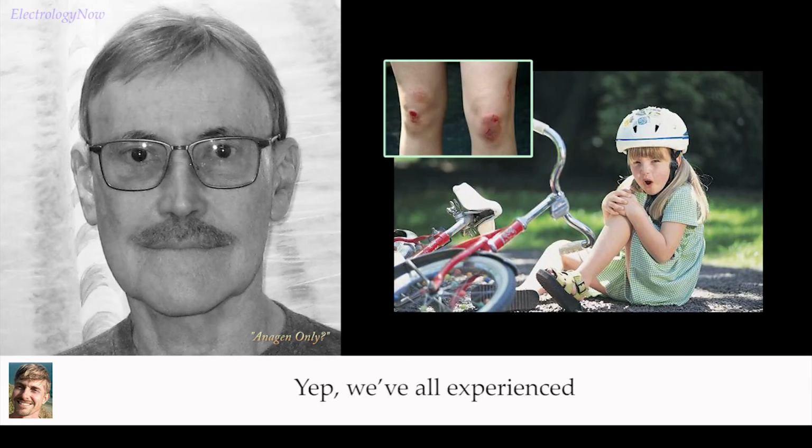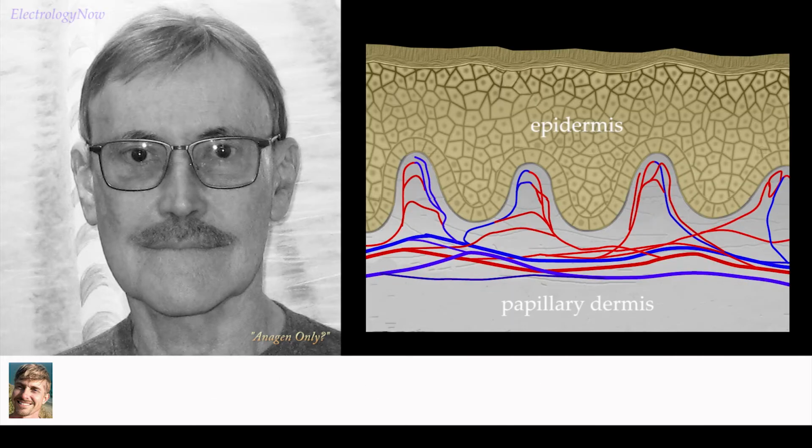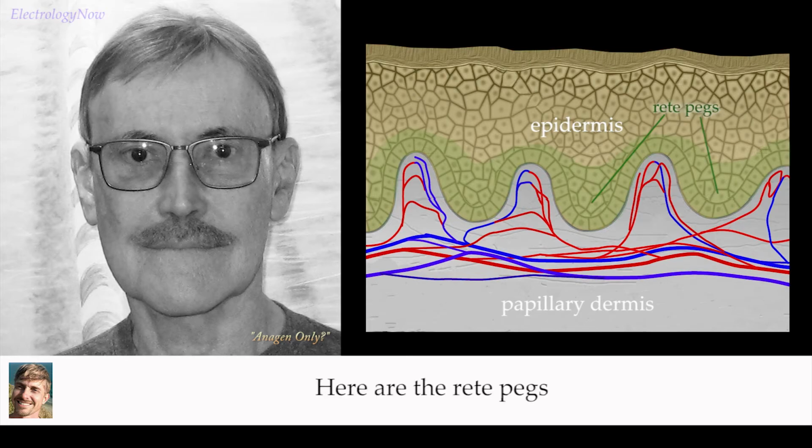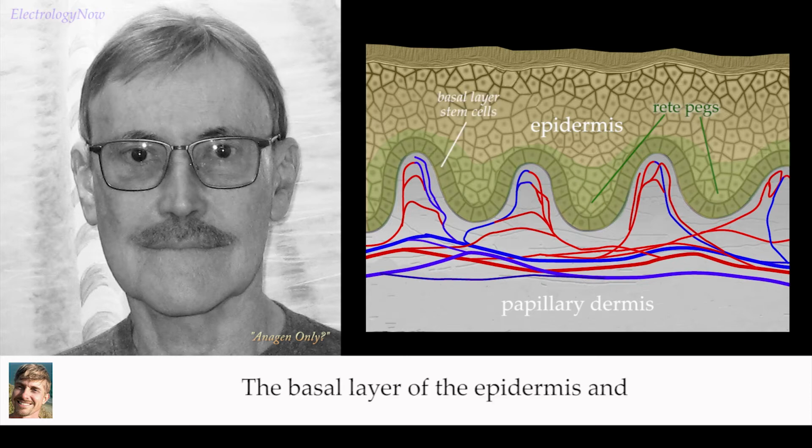Yep, we've all experienced an abrasion, or two. Usually we'll think that we're going to be scarred from such an injury. However, unless the injury is severe, our skin heals perfectly. Let's see how this minor miracle happens. Here's a drawing of our skin. Here's the bloodless epidermis. Here are the reedy pegs of the epidermis that extend down into the connective tissue, or dermal, sheath. The basal layer of the epidermis and the reedy pegs are loaded with highly active stem cells.